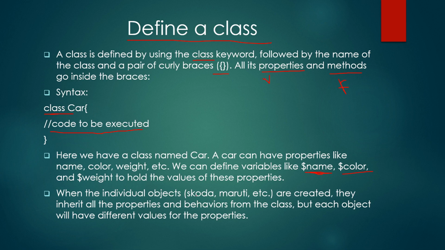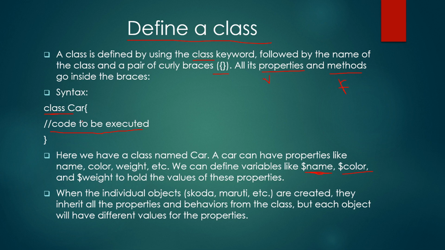Now individual objects like Skoda, Maruti. See, here I have a class called Car. Now there are many cars that come under this, right? We have Honda, Mercedes, BMW, and many more cars. So we can create multiple objects. Let's say I can create one object called Skoda. Now Skoda can have different properties and different functions. Then I can create another object called Maruti, which can have different properties.